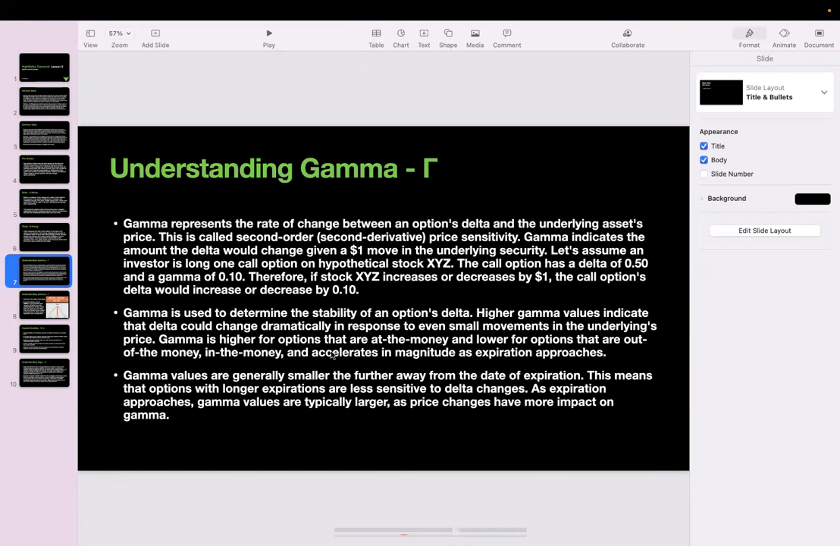Gamma is higher for options that are at the money and lower for options that are out of the money and in the money, and accelerates in magnitude as expiration approaches. Gamma values are generally smaller the further away from the date of expiration. This means that options with longer expirations are less sensitive to delta changes. As expirations approach, gamma values are typically larger as price changes have more impact on gamma.